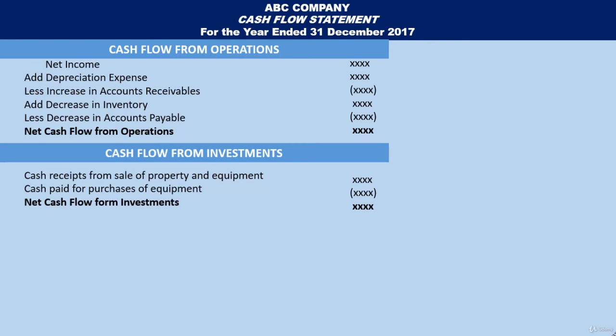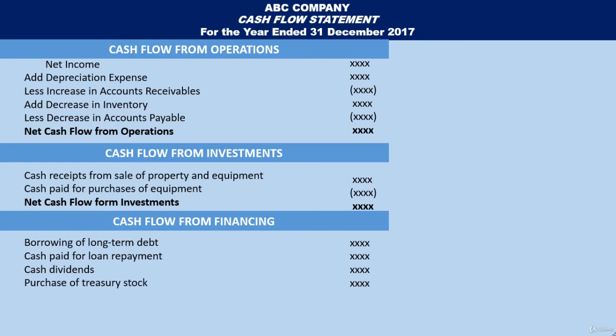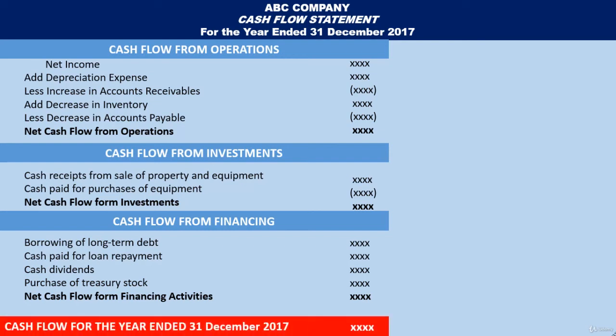Now we talk about the third section of the cash flow statement, which is cash flow from financing activities, which includes three main transactions: stock transactions, debt transactions, and dividends, such as borrowing of long-term debt, cash paid for loan repayment, cash dividends, purchase of treasury stock. Now we add up all the cash coming in and going out from the financing activities. Then we will get the net cash flow from financing. After this, we will add the cash flows from all the sources, which provides the cash flow for the year ended 31st December 2017.